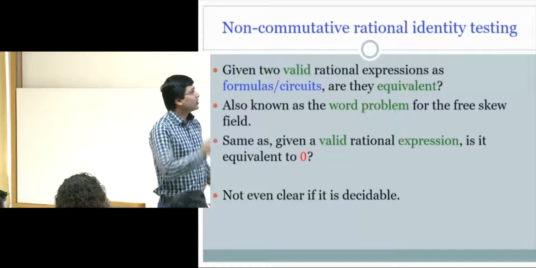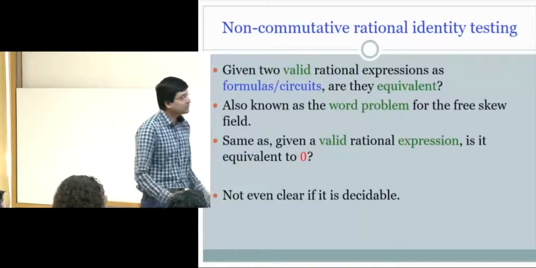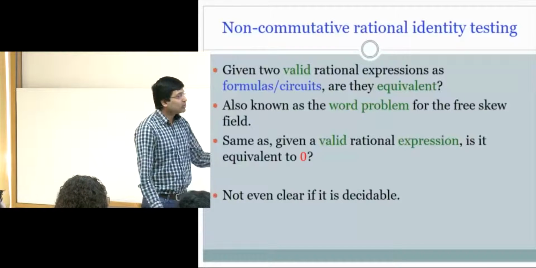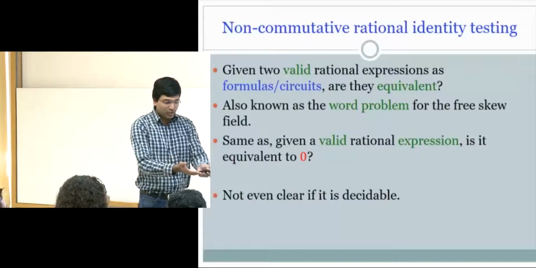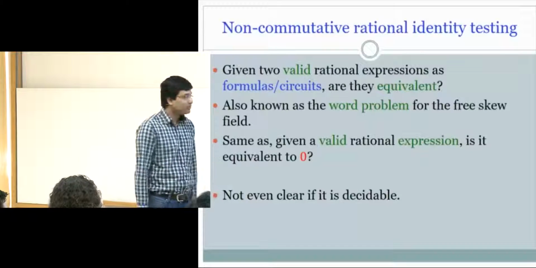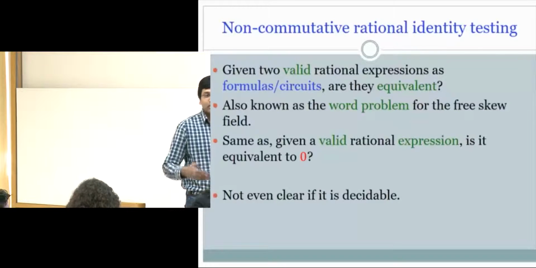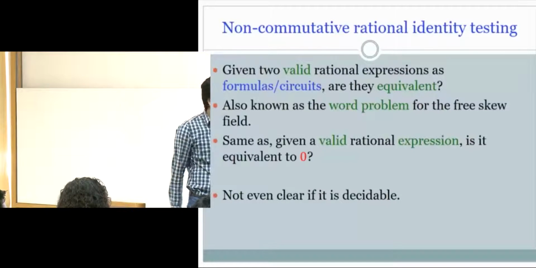Okay, so now the non-commutative rational identity testing: given two valid rational expressions, represented as formulas or circuits, are they equivalent? This is also known as the word problem for the free skew field. It's a really fundamental problem. You want to test if two representations of the free skew field actually are the same element or not. Again, it's the same as: given a valid rational expression, is it equivalent to 0? In this case, it's not even clear if this problem is decidable. You will have to go to arbitrary dimension matrices to check equivalence. At first, it's not even clear it is decidable.